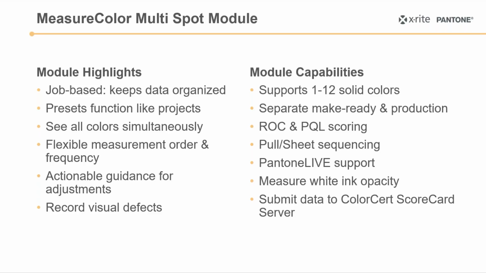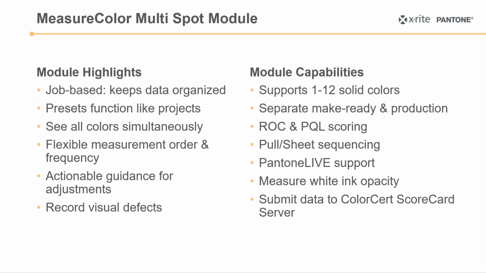Before we get into the module, let me introduce its capabilities. The Multispot module supports the measurement of anywhere from one color all the way up to 12 solid colors. So it's important to point out the Multispot module was intended to be an easy transition from Color Master users. So part of that ease of use is that this module focuses on solid colors and not screens, dot gains, overprints, gray balance. We'll address those in a later module, but this one is just focusing on your solids.